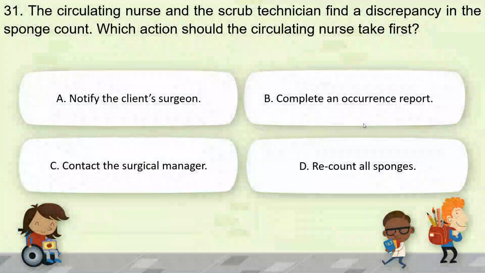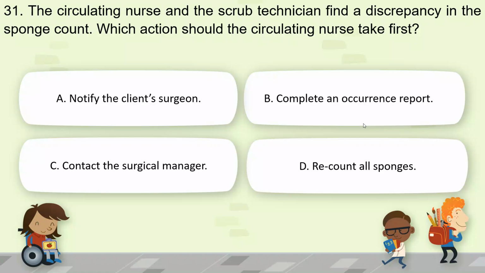The circulating nurse and scrub technician find a discrepancy in the sponge count. Which action should the circulating nurse take first? Notify the surgeon, complete an occurrence report, contact the surgical manager, or recount all sponges. Best answer for 31 is letter D. You recount the sponges, which may lead to discovery of the cause of the presumed error. Usually, it is just a miscount or a result of a sponge being placed in a location other than the sterile field, such as the floor or the lower shelves. Answer here is letter D.